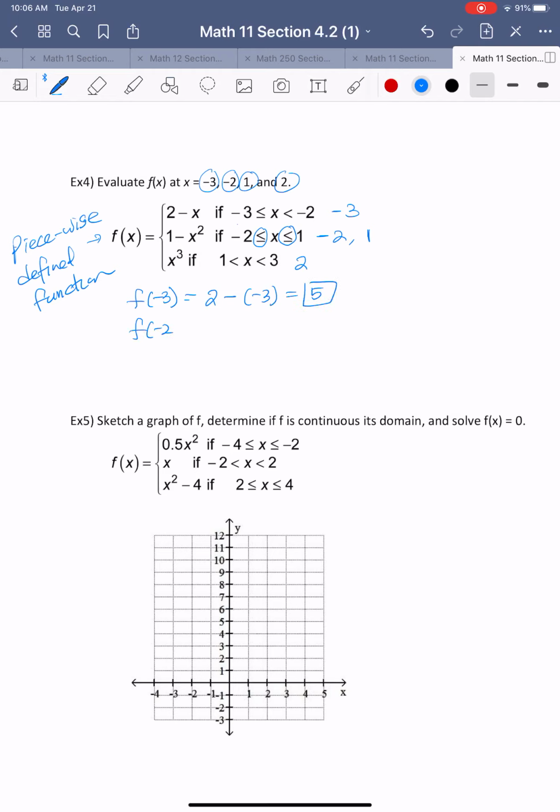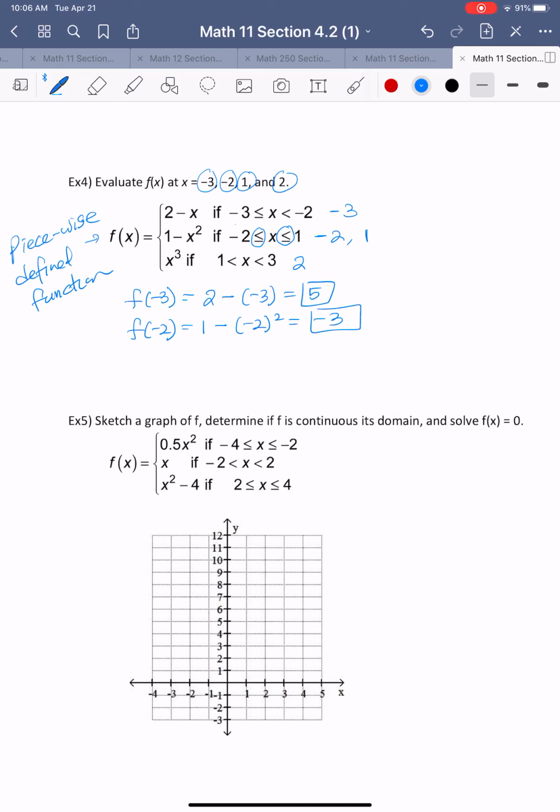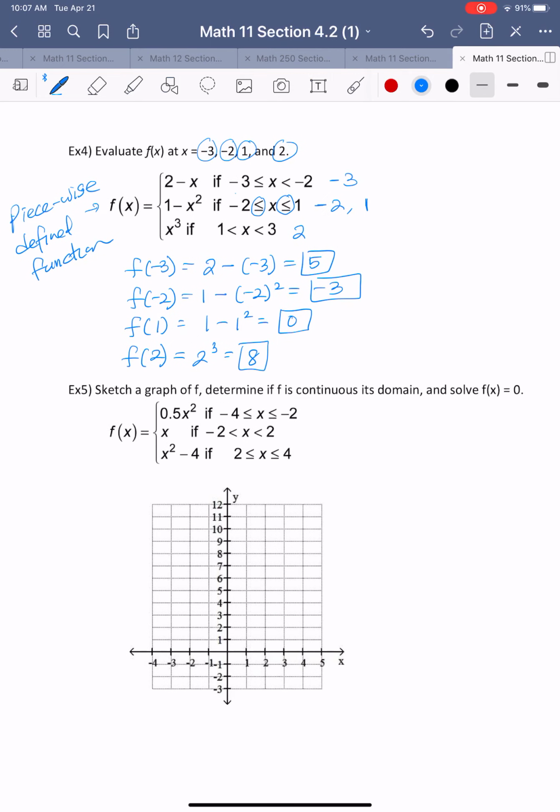To find -2, I have to use the second function, so x is -2 squared, and it becomes -3. To find 1, I use the second function again, which gives 0. For 2, I use the third function, the cube, so 2 cubed equals 8. Okay, so that's how you find each value from the piecewise defined function. Then sketch the graph of the function, determine if the function is continuous, find the domain, and solve f of x equal to 0.